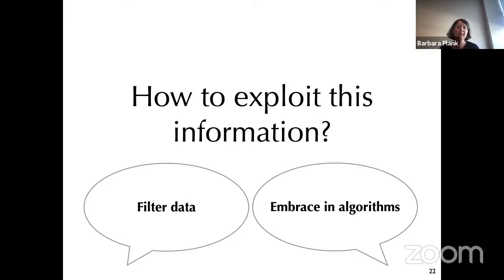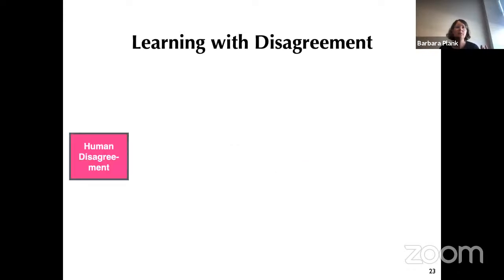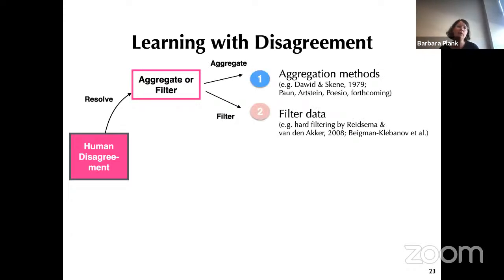To summarize these two big strands, what I'm plotting here is a little overview of possible ways of learning with disagreement. If you have human disagreement, the first strand would say, okay, let's resolve it. Let's try to aggregate it to a single ground truth, or filter out cases where we see large disagreements. These are two prominent approaches. Especially for the first one, aggregation methods like Dawid-Skene, or even majority voting or weighting approaches to aggregation, are typically taken into consideration.